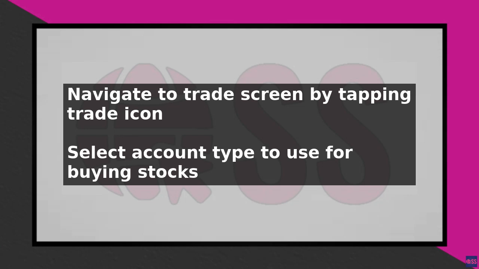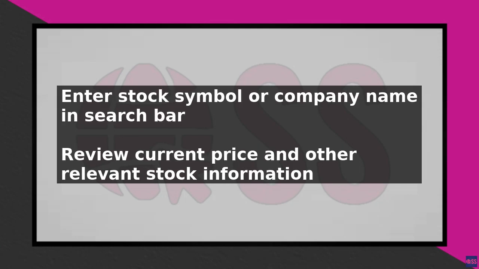To place a buy order, tap on the buy button and enter the number of shares you want to purchase. You can also set a specific price at which you want to buy the stock, known as a limit order. Alternatively, you can choose to buy the stock at the current market price, known as a market order.